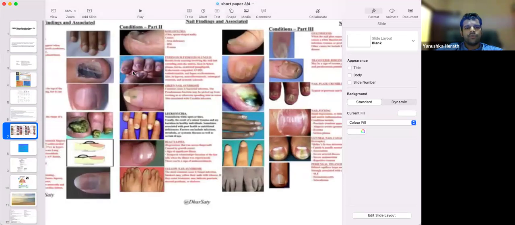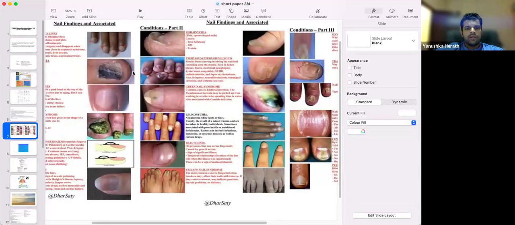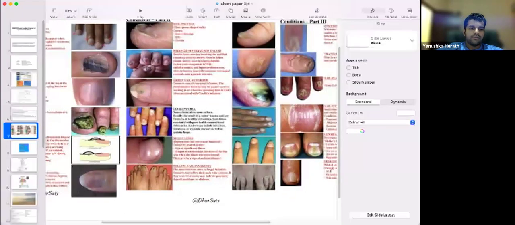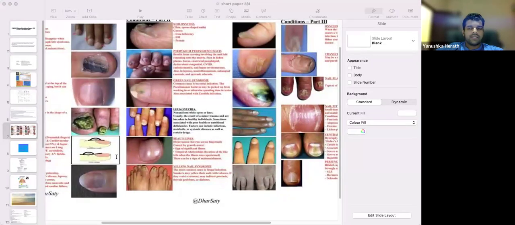Leukonychia සාමාන්‍ය එන්නේ ඇයි? Leukonychia is when there are white lines, whitish nails. Generally it happens in hypoalbuminemia or in nutritional deficiency. It can occur especially in chronic liver cell disease and all that, but not in thyrotoxicosis.